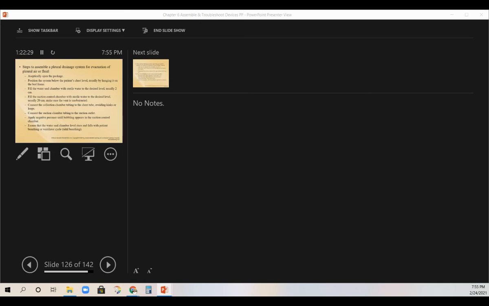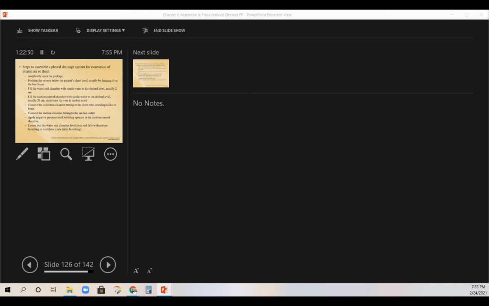You have to fill the water seal chamber with sterile water to the desired level, usually, once again, 2 centimeters. Fill the suction control chamber with sterile water to the desired level, usually 20 centimeters. Make sure the vent is unobstructed. Connect the collection chamber tubing to the chest tube. Avoid kinks or loops. Connect the suction chamber tubing to the suction outlet.